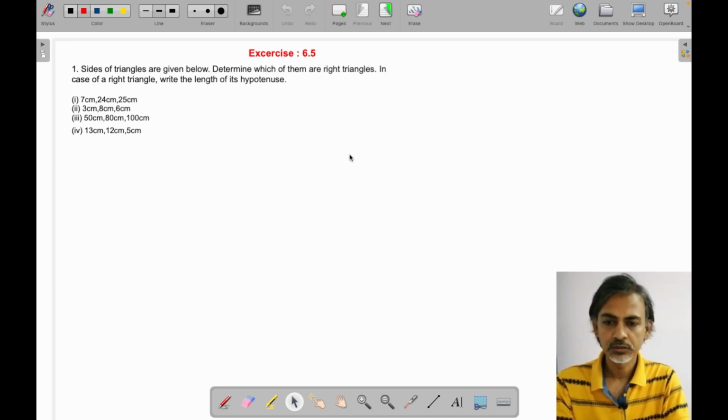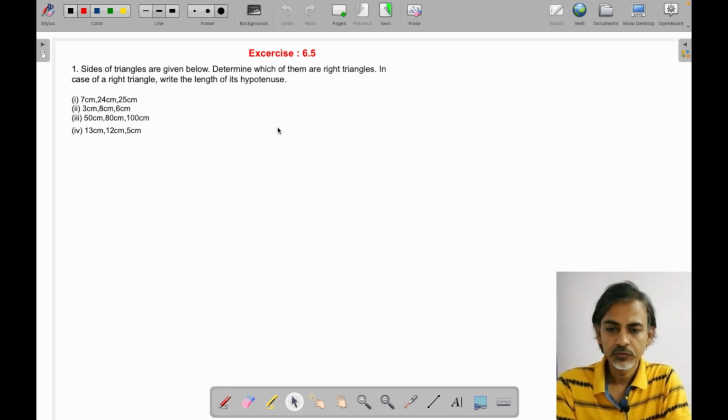In today's class, we are going to discuss a chapter, Similar Triangles or Triangles, which is chapter 6 of class 10. In this chapter, we are going to discuss the exercise 6.5. In this exercise, we are going to deal with a few problems in the beginning, 1, 2, 3, in this particular video. And in the next video, we'll discuss the rest of the examples.